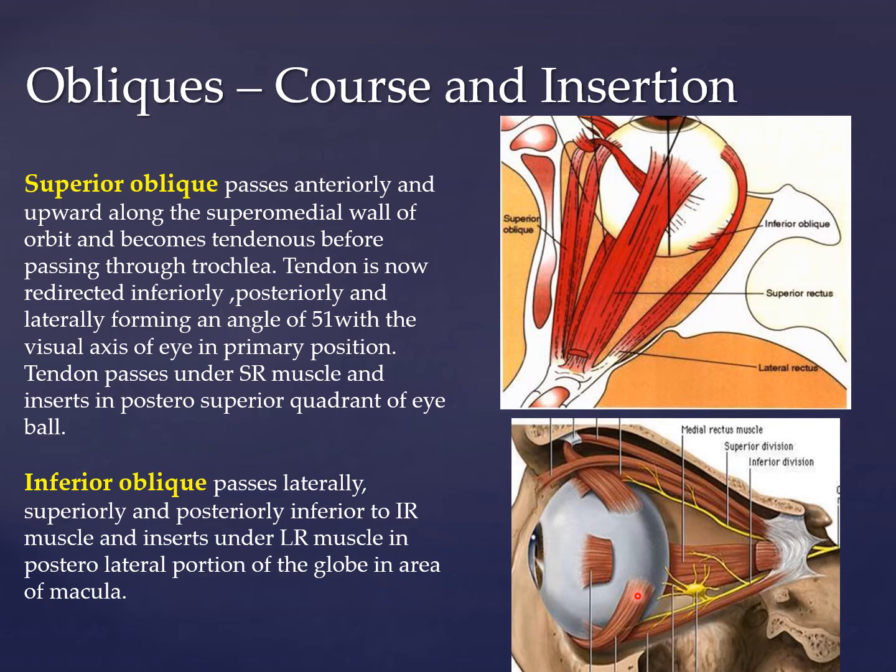Now here you have to note a few things. Number one, insertion of obliques follow the oblique paths. This is superior oblique. This is now its new line of action and this is inferior oblique. So they both are obliques. And number two, they insert behind the equator. And number three, their line of pull is from anterior to posterior.